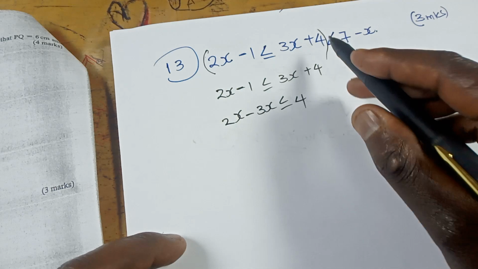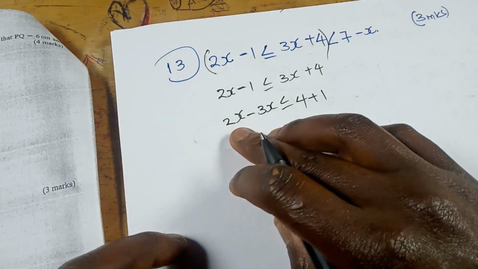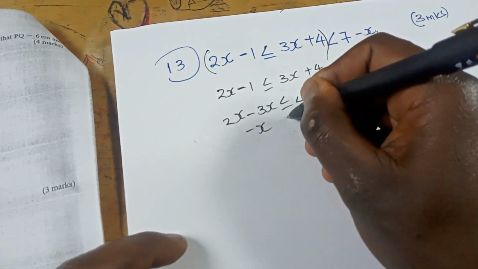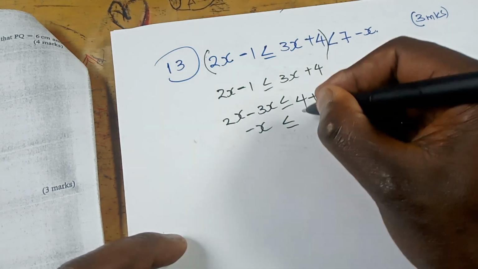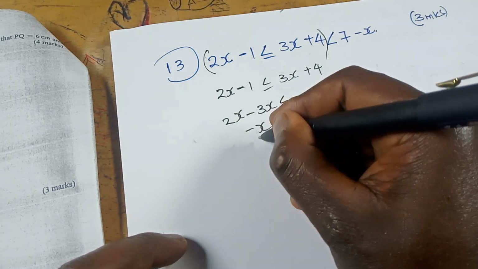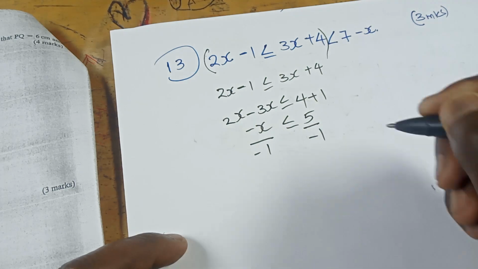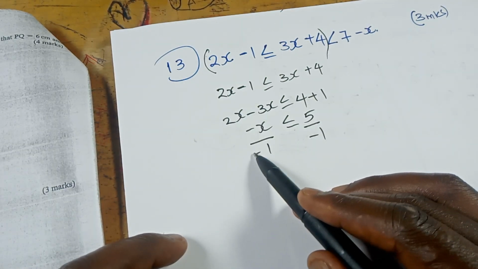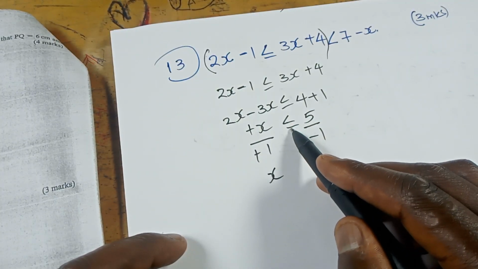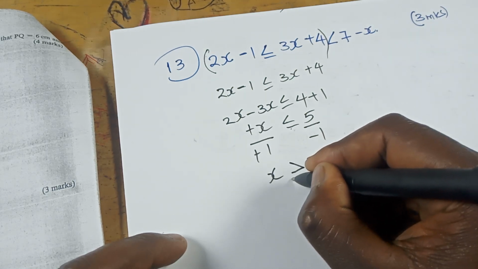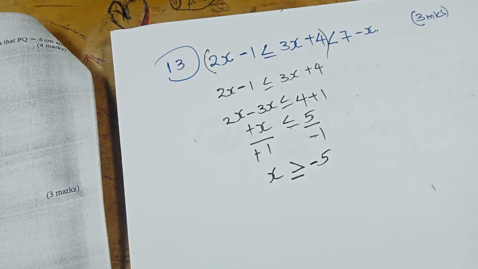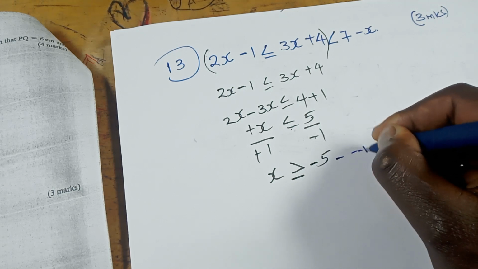We take negative 1 on the other side and it will be plus 1. So 2x minus 3x is going to give us negative x is less than or equal to 4 plus 1, which is equal to 5. So for us to be left with x, we are going to divide both sides by negative 1. Once you divide with a negative coefficient, your sign changes. If it is less than or equal to, it is going to be greater than or equal to. And 5 divided by negative 1 is equal to negative 5. And by doing that, you have already gotten your first mark.